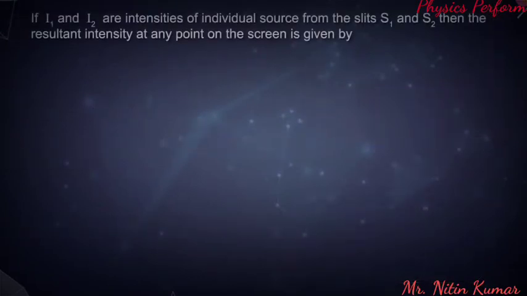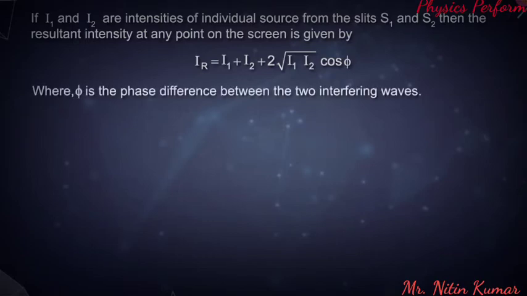If I1 and I2 are the intensities of individual sources from the slits S1 and S2, then the resultant intensity at any point on the screen is given by IR is equal to I1 plus I2 plus 2 into root of I1 I2 into cos phi, where phi is the phase difference between the two interfering waves.